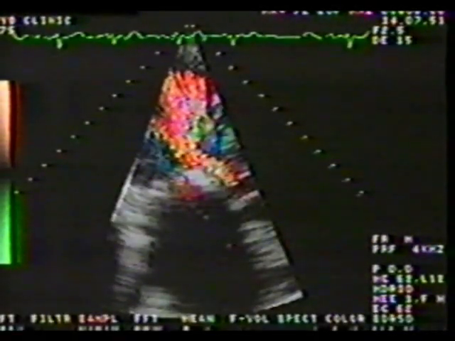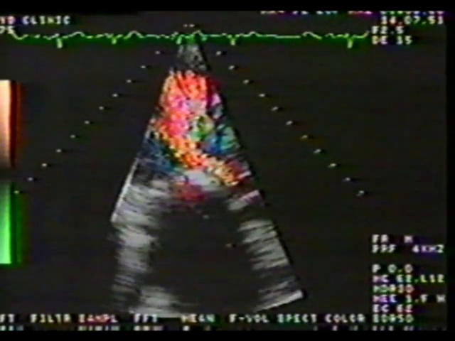On some instruments, the amount of turbulence within the sampling sites is represented by the addition of green hues to the color display. The greater the degree of turbulence, the more intense the shade of green that is added to the color signal. Highly turbulent flow results in marked mixing of colors, yielding a mosaic appearance.